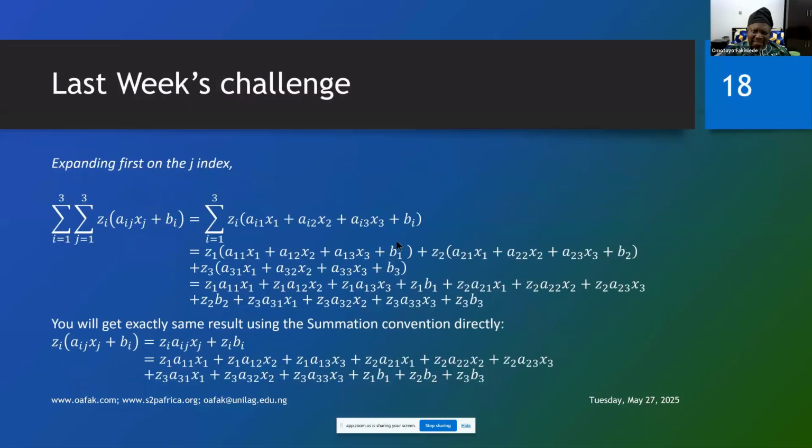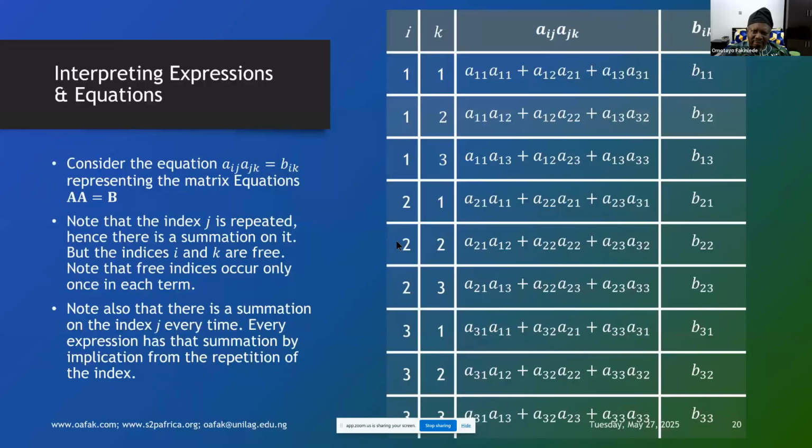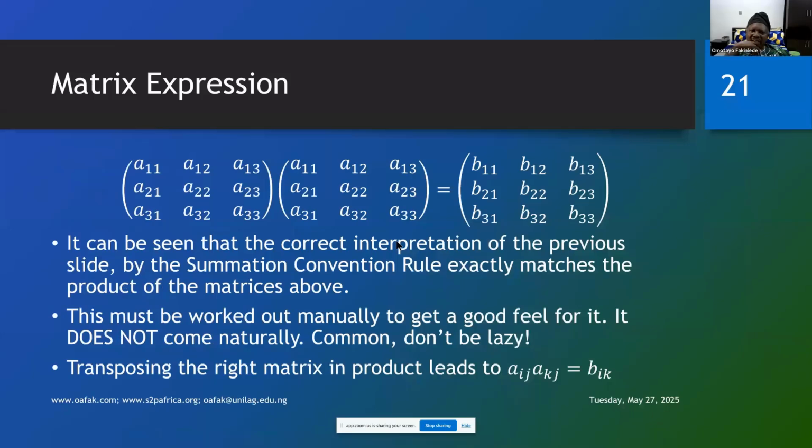So what we are saying is that if you multiply, yes, this is it. This is the matrix. So if you have these two matrices, A11, A12, A13, A21, A22, A23, A31, A32, A33, and you are trying to multiply them, you get the product, which will be B11, B12, and so on, the product of these two matrices.